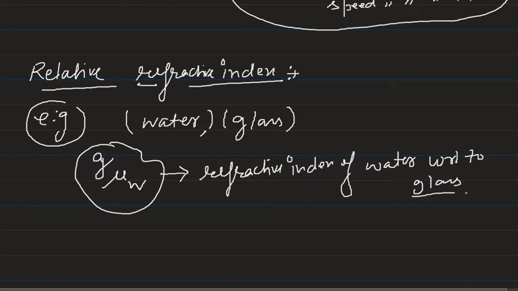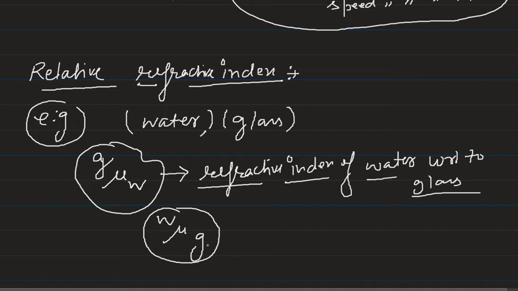This is called relative refractive index. Means it is refractive index of water with respect to glass. This is G mu W. It is represented like that. For example, अगर मैं ऐसे लिखता W mu G, it means that it is the refractive index of glass with respect to water. So how do we find out that relative refractive index?